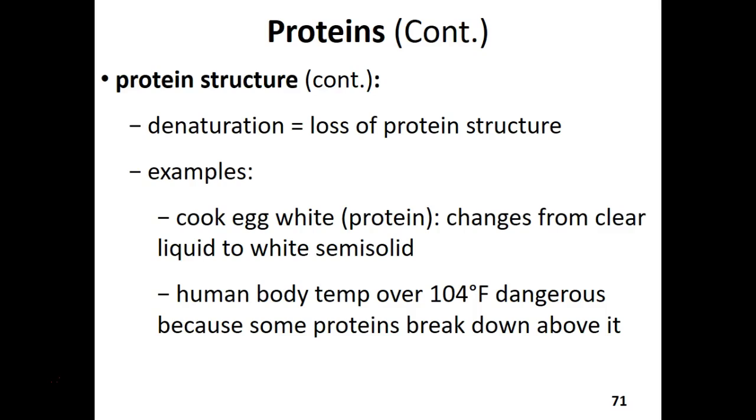Because of this, the human body, which is made up of proteins, has to be protected from major temperature fluctuations, because if we increase our temperature too much, we could actually break proteins down, or denature them, and then they won't have the function. So when you have a fever and body temperature gets too high, it can start breaking down proteins in the brain, which can cause brain damage.